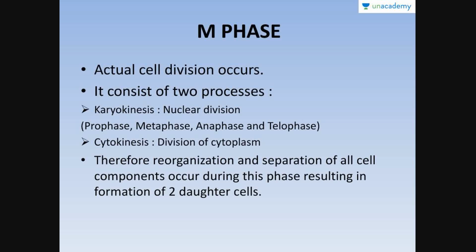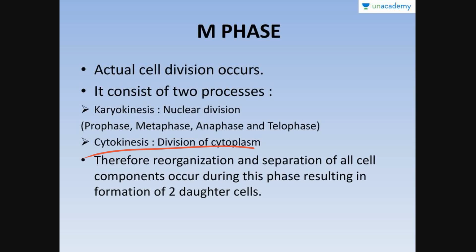Okay. Next we have the M phase, which is the actual cell division phase. Here the cell division is occurring. Now the two processes that are involved in the M phase are the karyokinesis and the cytokinesis. Karyokinesis is composed of karyon, that means nucleus, and kinesis, that means breakdown or division. So it is nuclear division process. Now this process is a complex one which further involves subphases like prophase, metaphase, anaphase and telophase. These phases will be discussed in detail in subsequent presentations.